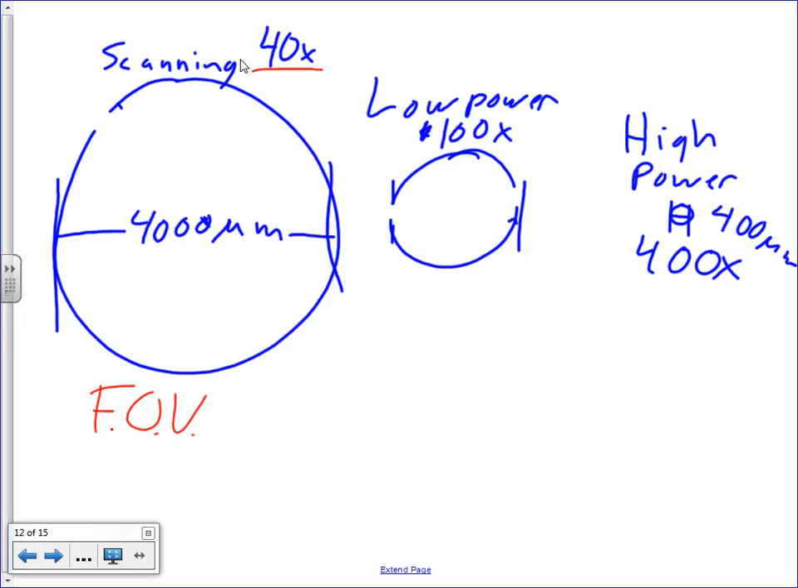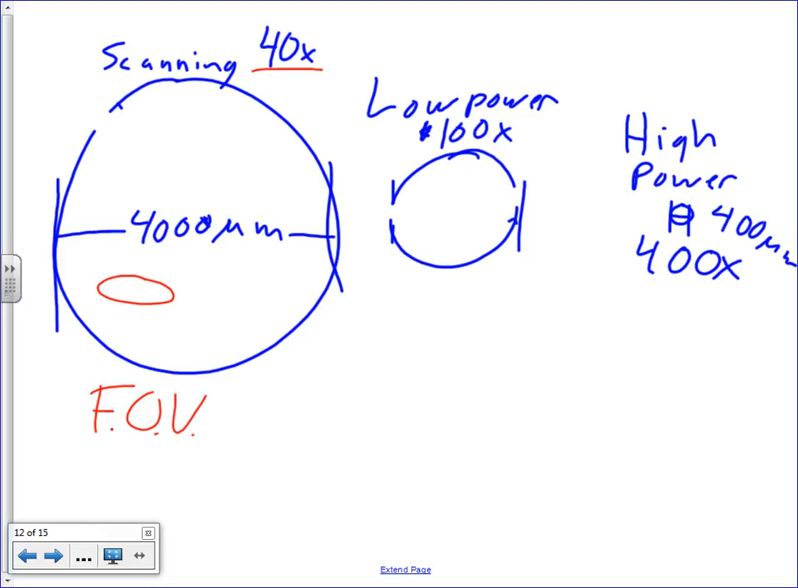So let's say I'm looking at something on my scanning power lens, and it's about yay big. How big is it besides yay big? Just an estimate. How big? All right, I'd say that's a pretty good estimate. It's not quite half, but it's not quite a quarter. Somewhere between a half and a quarter, about a third. So let's say it's about 1,500 micrometers. That's how we estimate the size of things.